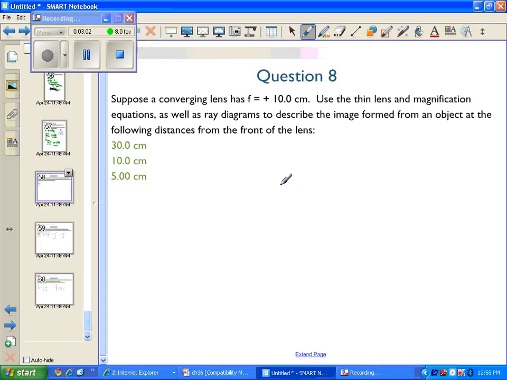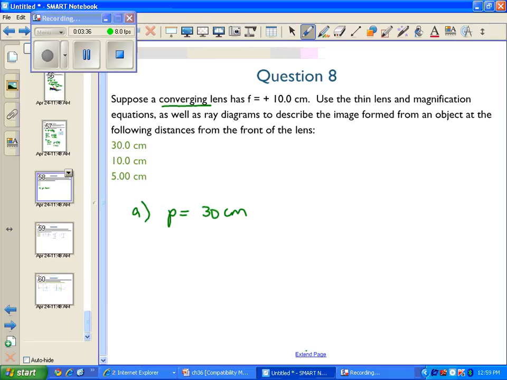Next question. Suppose a converging lens, okay, so now we're working with lenses, has a focal length of plus 10 centimeters, and the plus here tells us that it's converging. Use the thin lens and magnification equations as well as ray diagrams to describe the image formed when the object is at the following distances. Well, let's take the first case where p is equal to 30 centimeters.